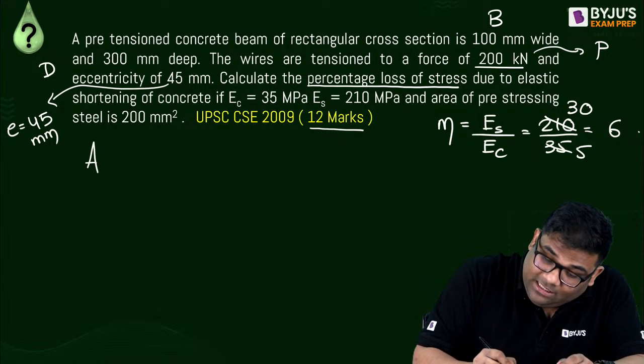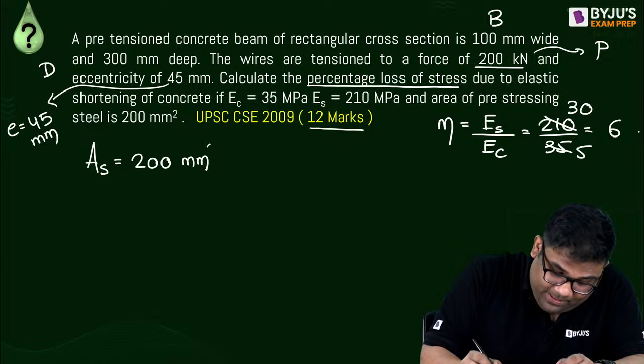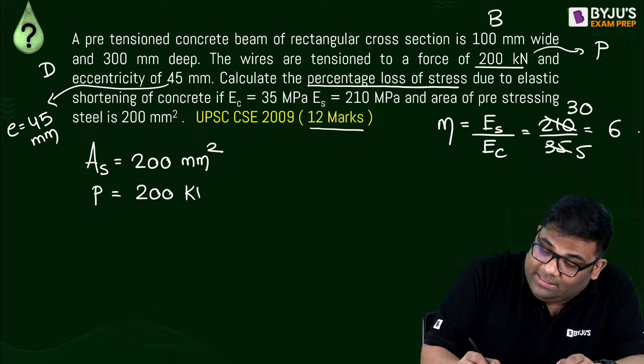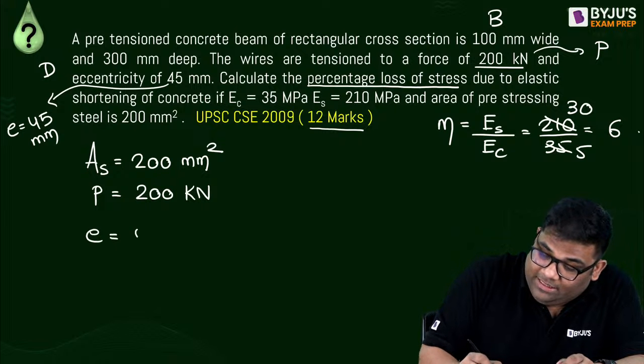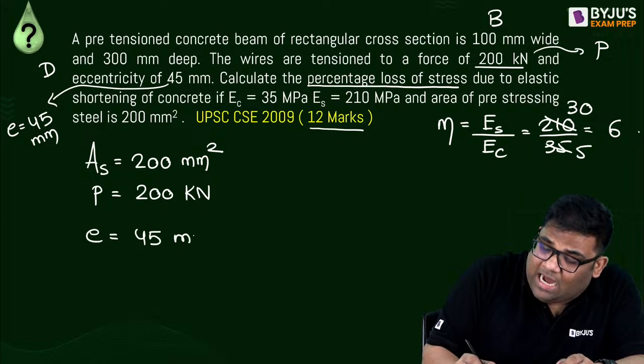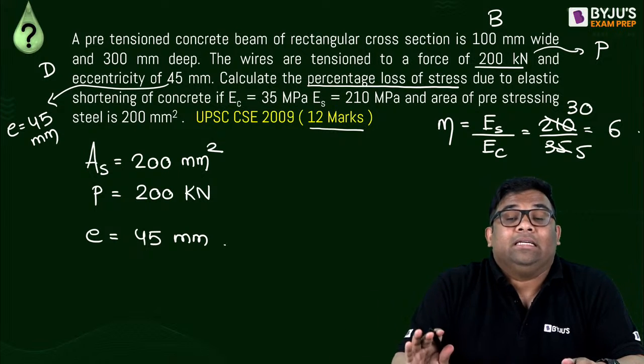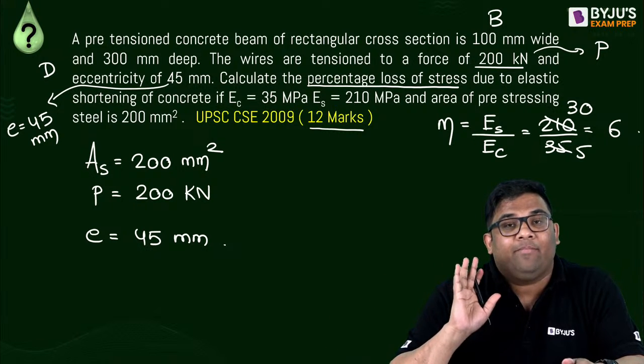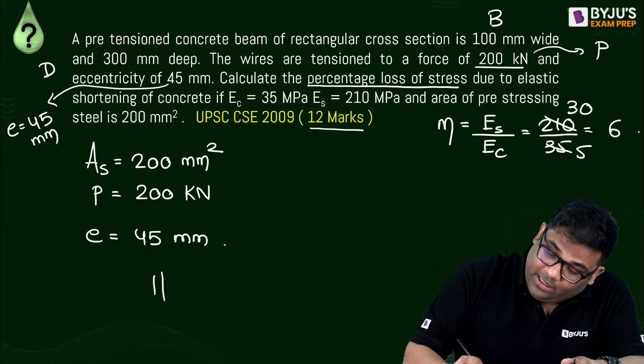You see, area of steel is also given, right? Your pre-stressing force is given, right? Eccentricity is given. You see, the same question just asked in a different manner. वही same question को घुमा फिरा के पूछ लिया है. Yes, और ये आपका होमवर्क है.